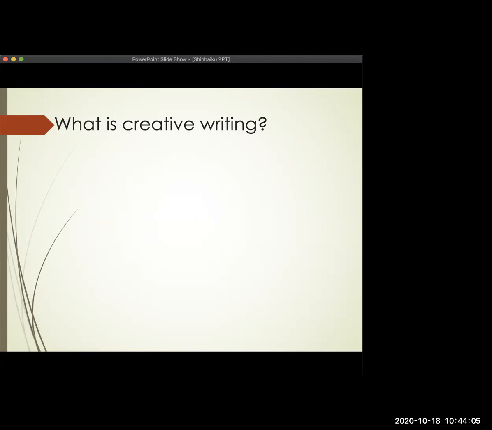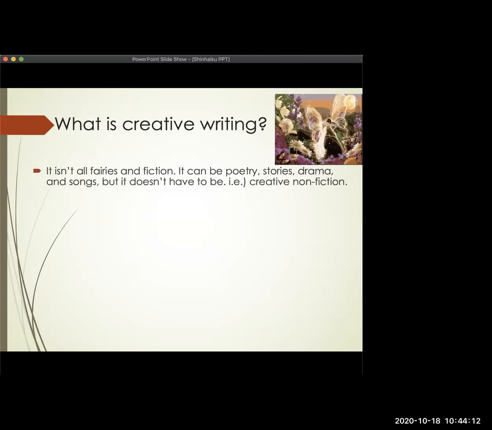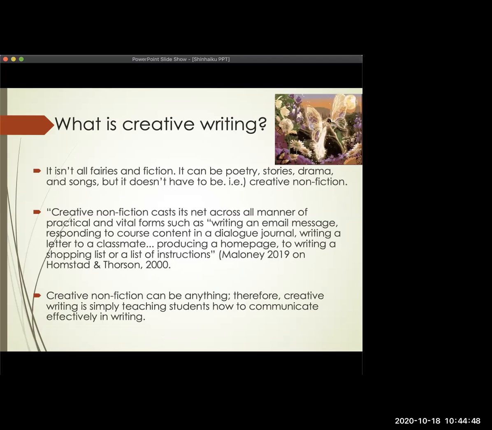Let's start off: what is creative writing? Of course, everybody thinks fairies and fiction, right? Here's a picture of some fairies for you. It can be poetry, stories, drama, songs, but it doesn't have to be. Creative nonfiction can essentially include anything. Maloney at NUFS writes that creative nonfiction casts its net across all manner of practical and vital forms, such as writing an email, responding to course content, a journal, writing a letter, making a homepage, even making a shopping list. All of this can be creative nonfiction. Therefore, creative writing is simply teaching students how to communicate effectively in writing. That's what we'll talk about today.